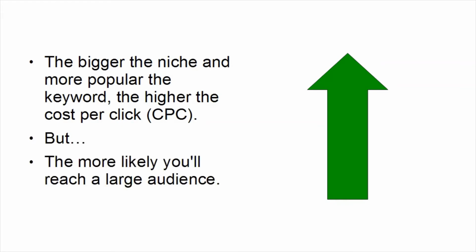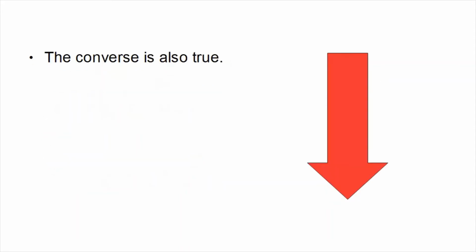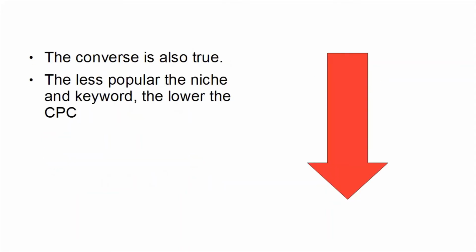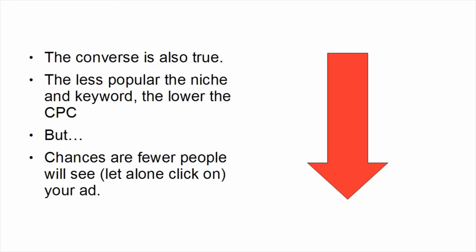The bigger the niche and the more popular the keyword, then the higher the cost per click, otherwise known as CPC. But the more likely you're going to be able to reach a large audience. The converse is also true. The less popular the niche and keyword, the lower the CPC. But chances are that fewer people will see your ad, let alone click on it.